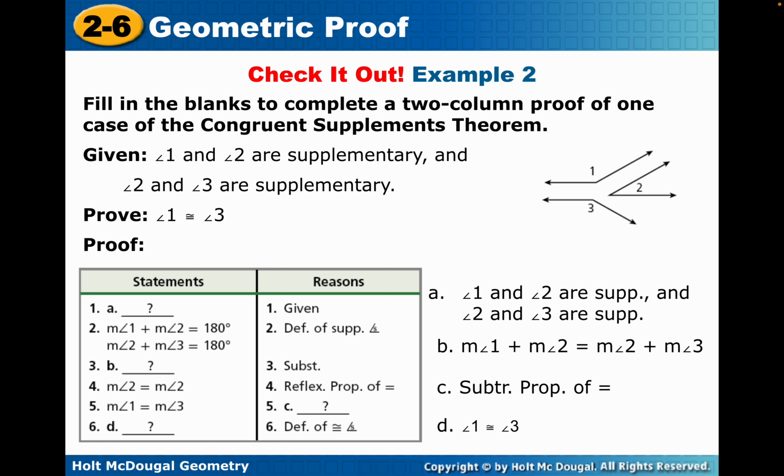Whenever we have two angles that are equal to each other, and we have to say that they're congruent to each other, that's just the definition of congruent angles. Because if they're congruent, then we can say that they're equal. That's why that is the last reason. We're just going from equal to congruent.